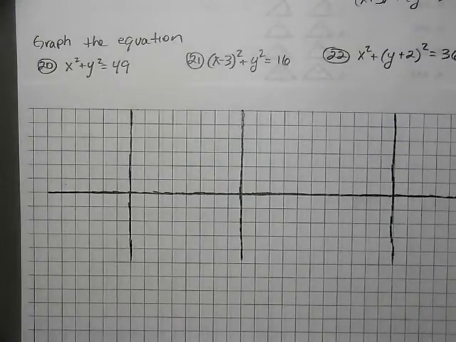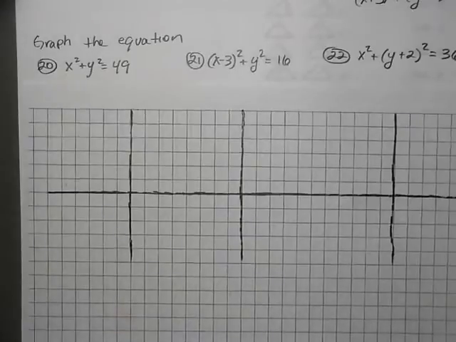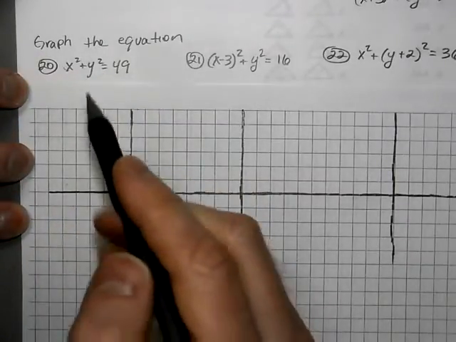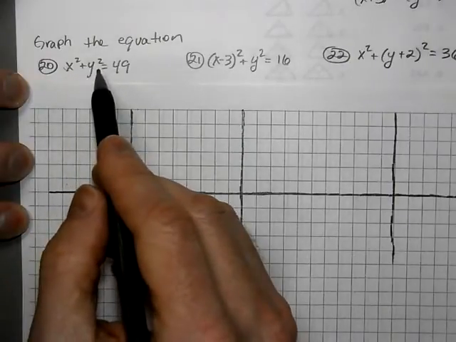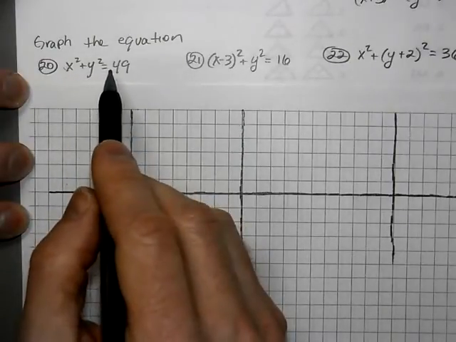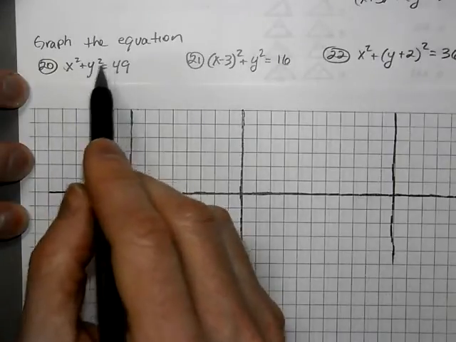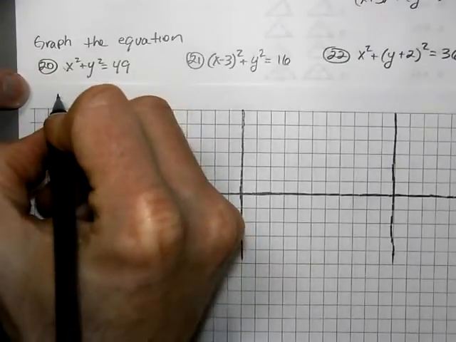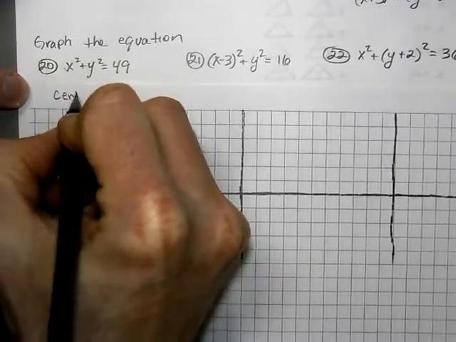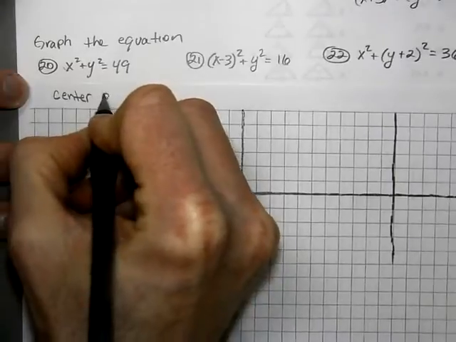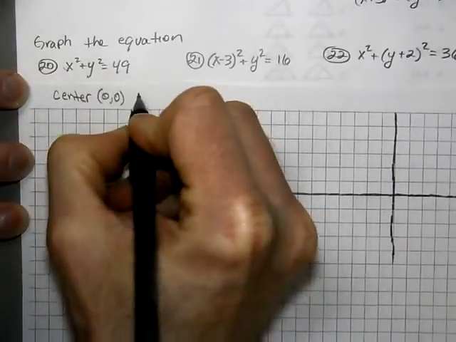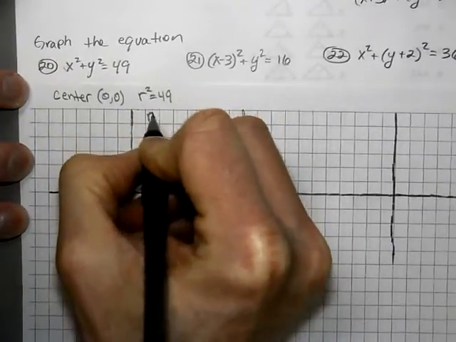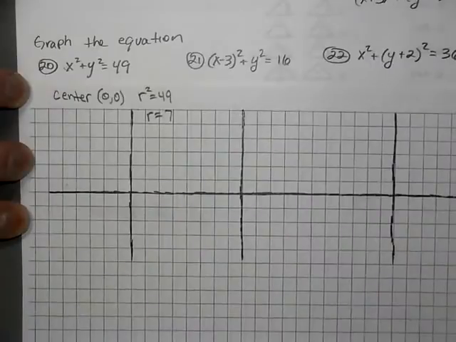For number 20, we're going to graph the equation. We see that we have x squared plus y squared equals 49. So that's telling you that our center is going to be at 0, 0. And our radius squared equals 49, so the radius is going to be 7.